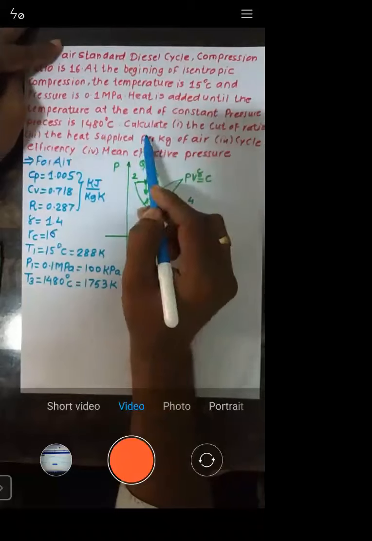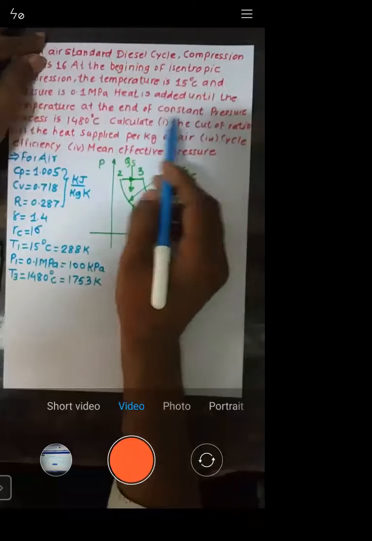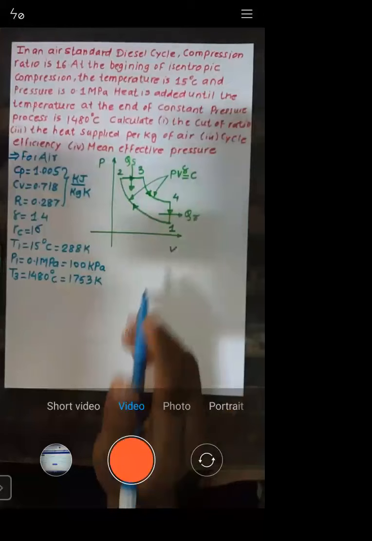Next, what are you asked? Calculate the cutoff ratio. What is the cutoff ratio?